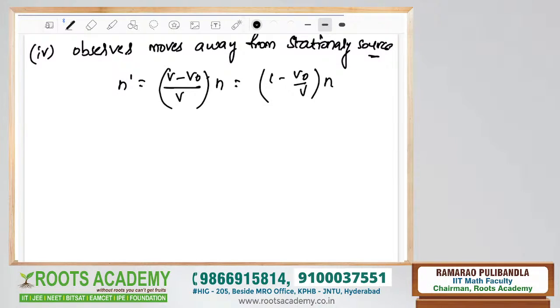So what if both are in motion? Till now we have seen that either the source or the observer is at a stationary position and the observer or source is moving away or approaching.